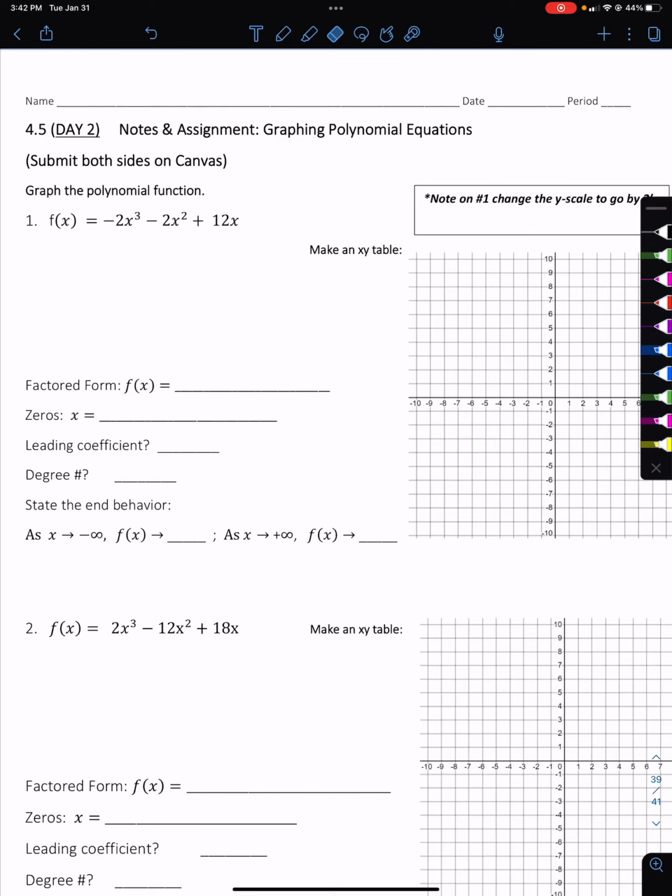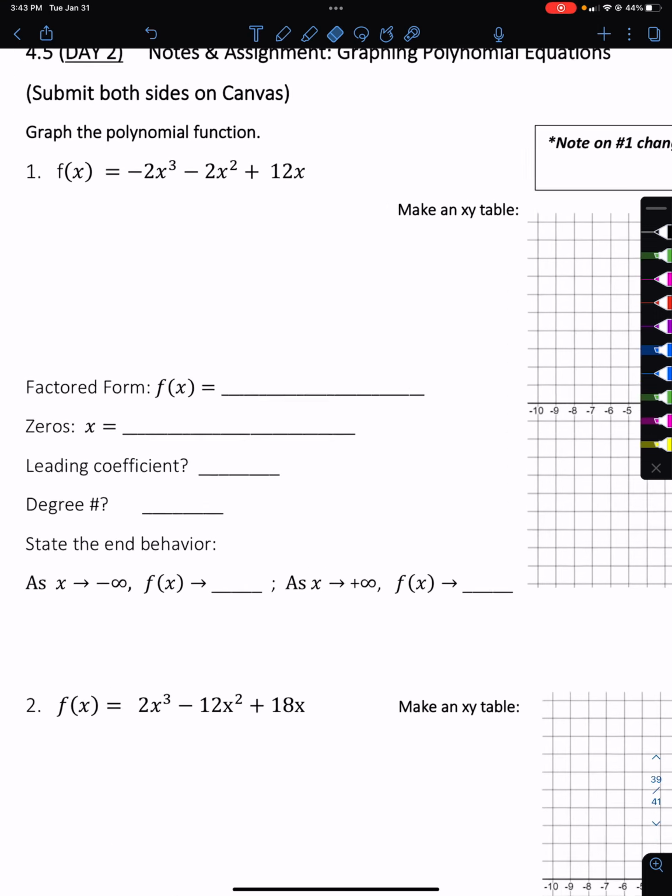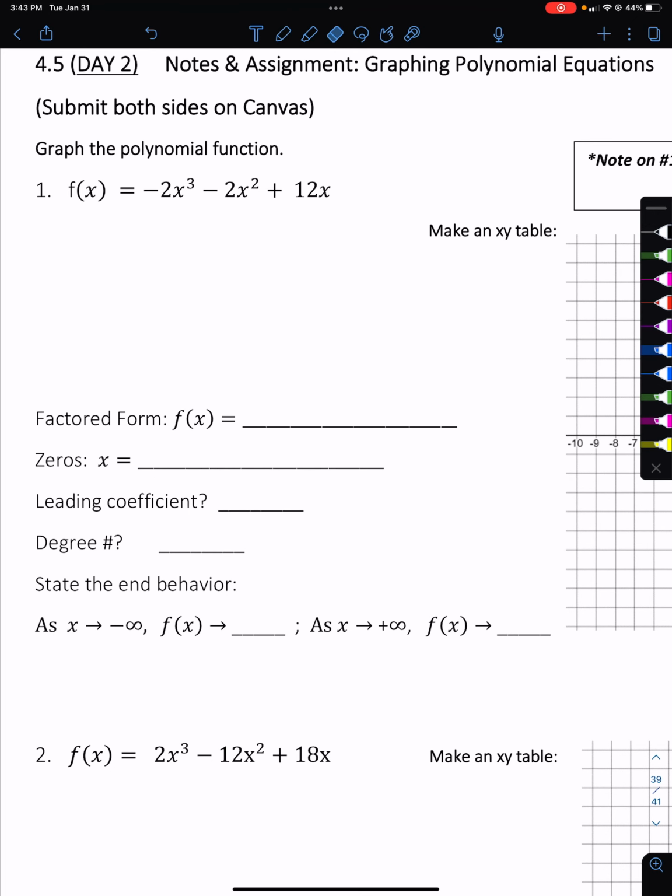Okay guys, let's go ahead and get started on 4.5 day 2. I am only going to work on equation 1 for this one because this is what I did in class. We will be working on equation 2 in class tomorrow, as well as working on graphing. So today I'm not going to talk a whole lot about graphing. I am going to be reflecting this off the notes that we took in class today that we wrote down, so I have those in front of you.